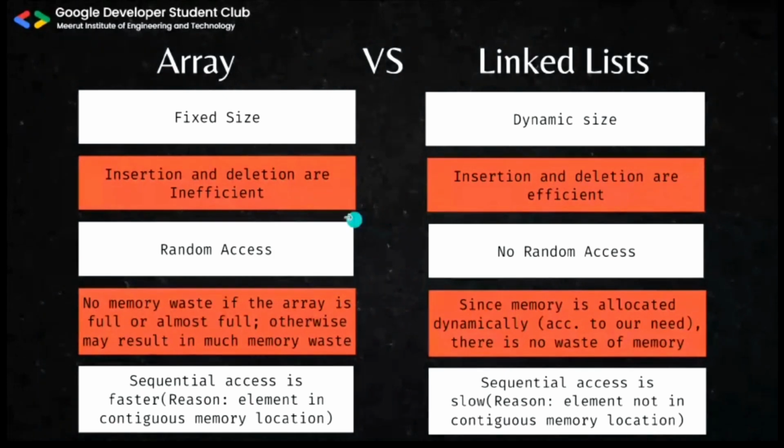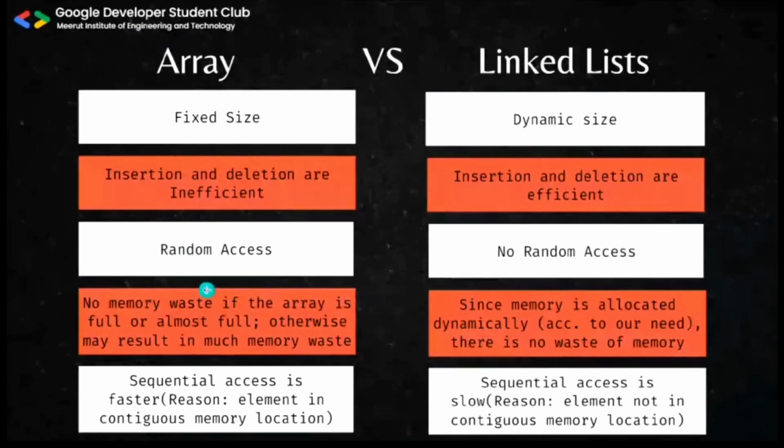The next point, in an array, insertion and deletion are inefficient, whereas in a linked list, insertion and deletion are efficient. So we are going to talk about deletion later in this session. Let's move on to the next point, which is about random access. So in arrays, you can randomly access the elements using the index, right? But you cannot do that in case of a linked list. You have to traverse starting from head and to the next node and to the next node, right?